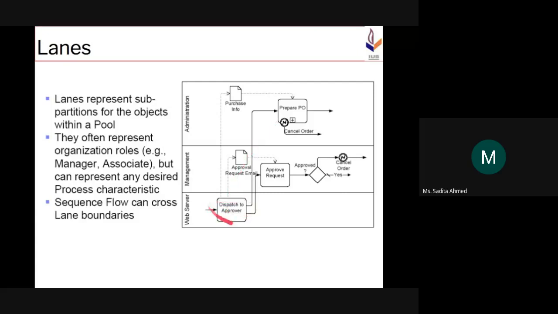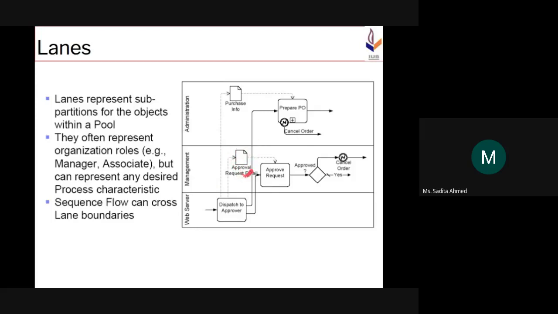Similarly, also another data object is generated while this activity is performed. Dispatch to approver, while performing the activity, another data object is generated. What data object is that? The approval request email. How do we know that it's a data object?